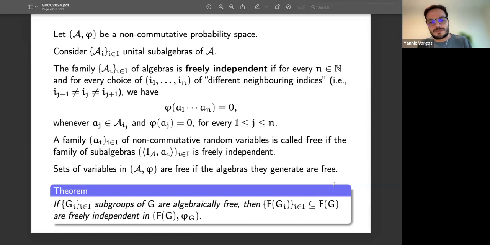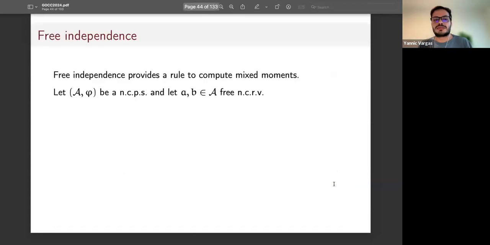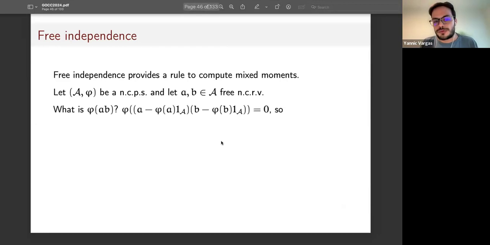Now let me give you an example of calculation. As soon as we have random variables in this setting which are free, how to compute mixed moments? What does a mixed moment mean? It will be to calculate phi of a product of these random variables in A, for which I know they are free. So suppose I have A and B free random variables in A, and I want to calculate phi of A times B. So I will use the following trick.